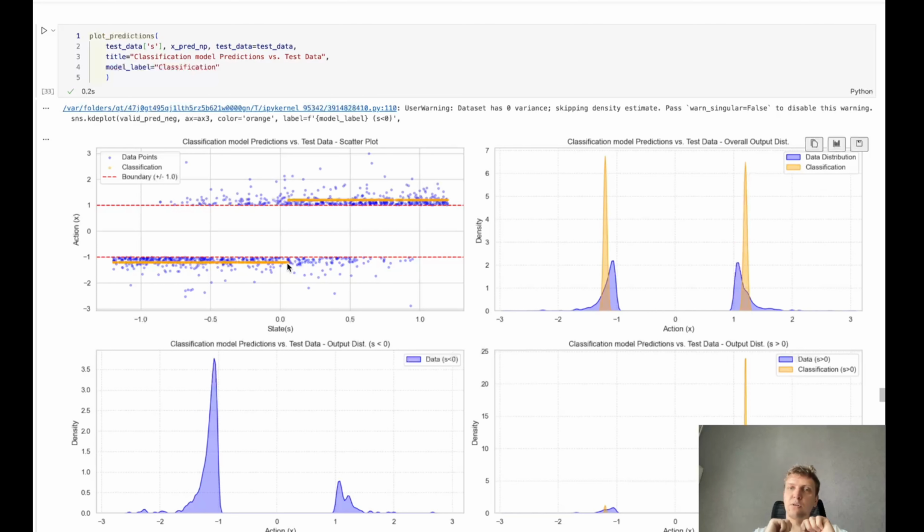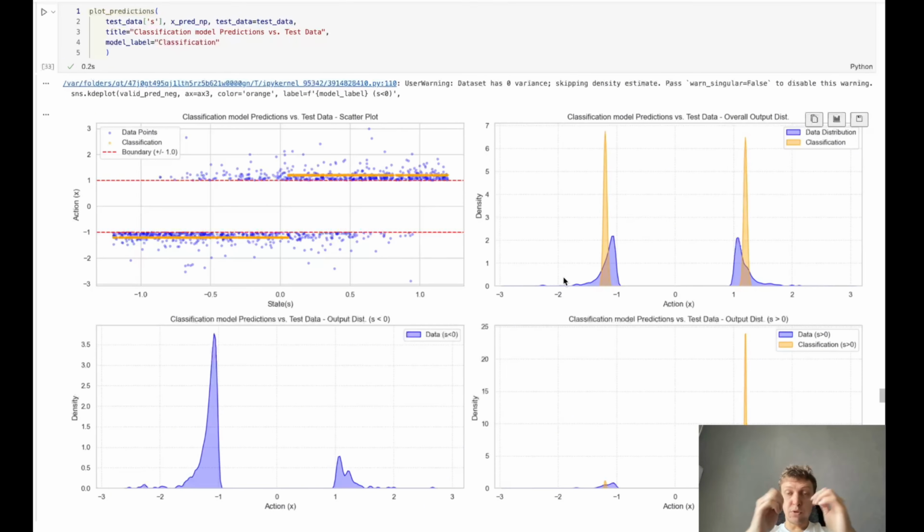So there are only two values that we are predicting. The rest of the chart is a little bit incorrect because when I plot them, I do some smoothing. You cannot really plot the density distribution when you have only two values that you predict. All the probabilities are concentrated in just 2 points, so it's not really plottable. So it uses some smoothing.